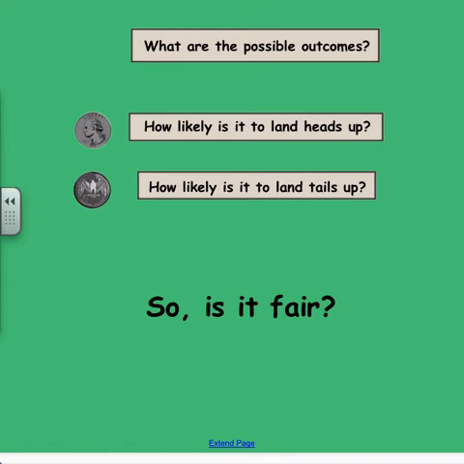What are the possible outcomes that the coin might land on? Well, we know it might land heads, or that coin, when they toss it up in the air and it falls down, it could also land tails. These are the outcomes. An outcome is something that happens after you do something. So after the coin is tossed, it could land heads or tails. Let's think about the next question.